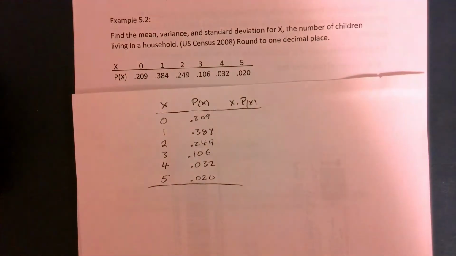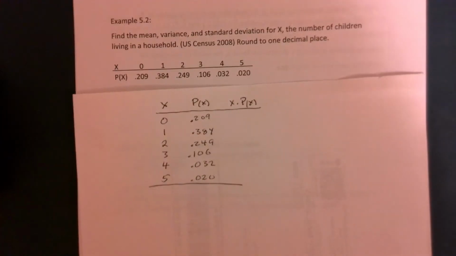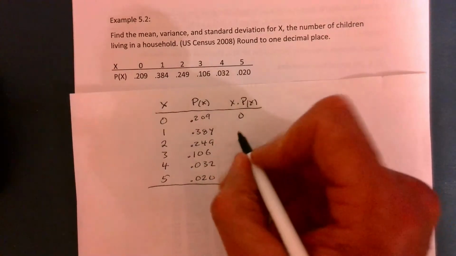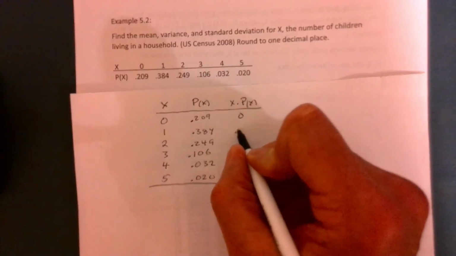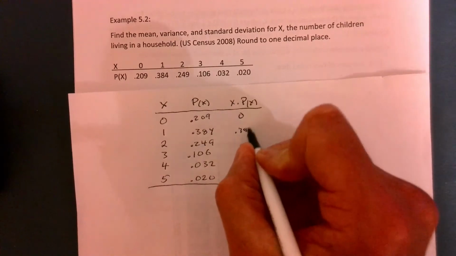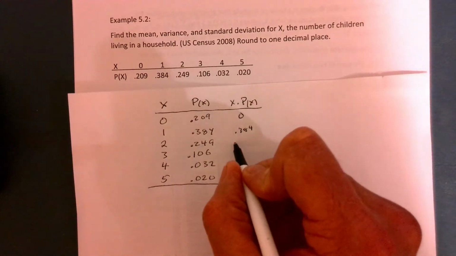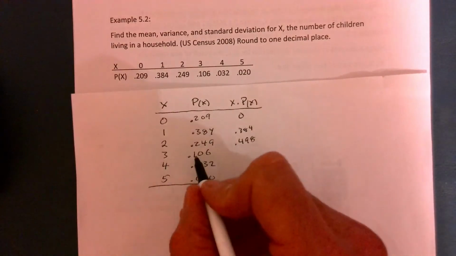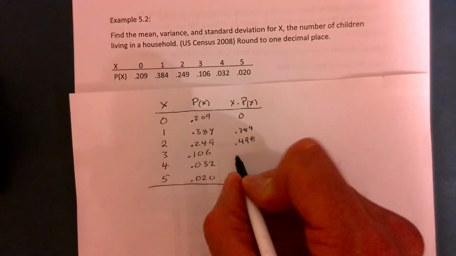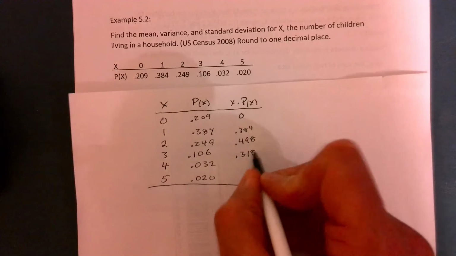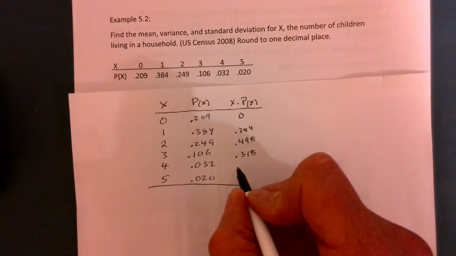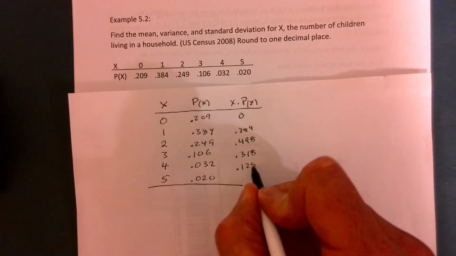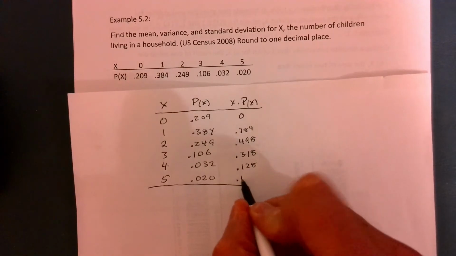Okay, and then let's see, what will we get? We just multiply across. We get 0 here, 1 times 0.384. Okay, that's 0.498. When we multiply across, we get 0.318. And here we get 0.128. And here we get 0.100.